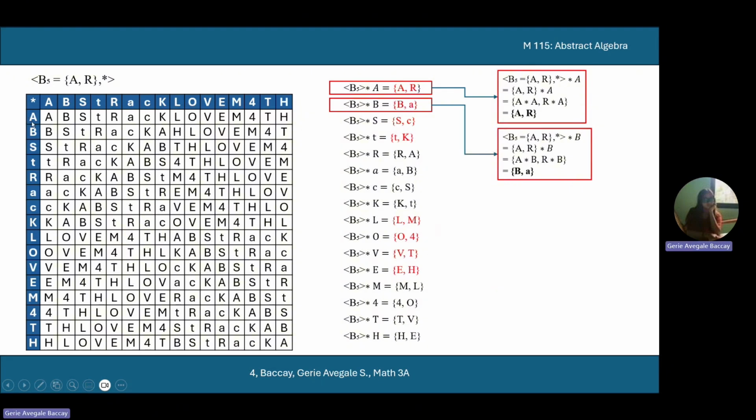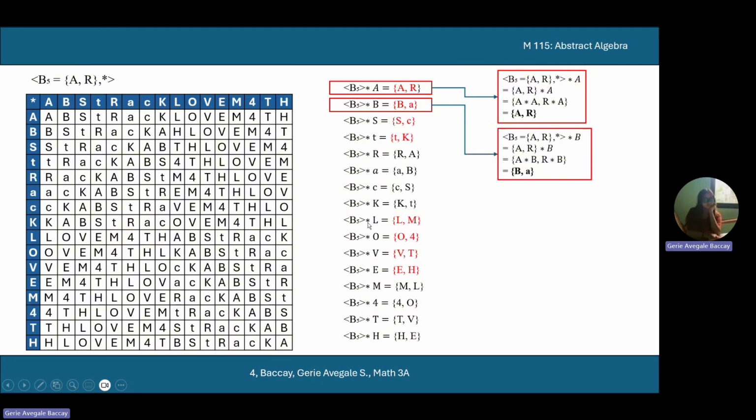Now let's have S. A star S is S. That's why we have S here. And then R star S is small c. That's why we have small c here. Just repeat the process and we will get these right cosets. As we can see, we have 8 distinct right cosets for B sub 5.